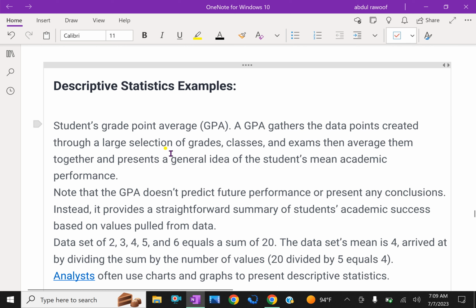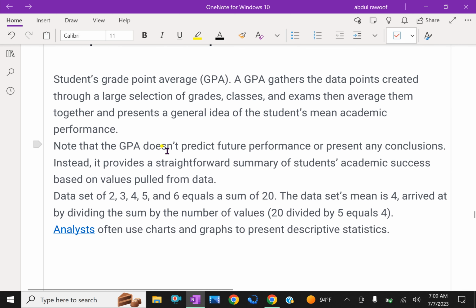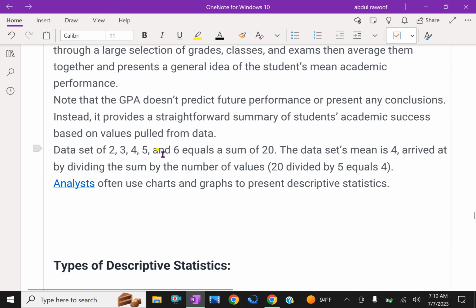Descriptive statistics, some examples. Look at this example: students' grade point average, that is GPA. A GPA gathers the data points created through a large selection of grades, classes, and exams, then averages them together and presents a general idea of the student's mean academic performance. Note that the GPA does not predict future performance or present any conclusions. Instead, it provides a straightforward summary of a student's academic success based on values pulled from the data.